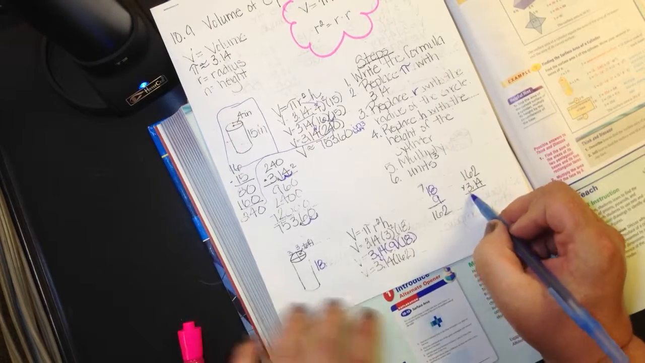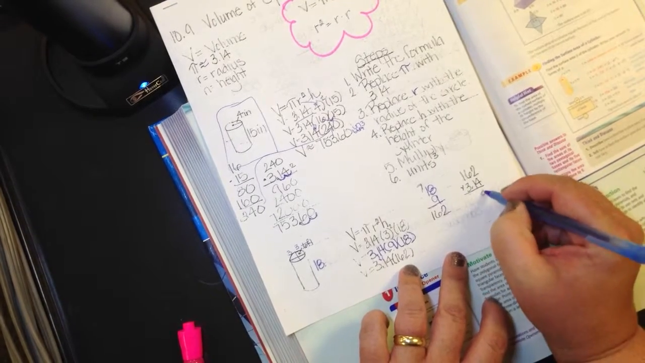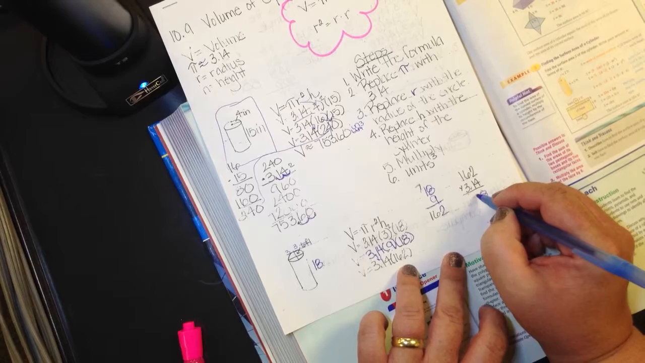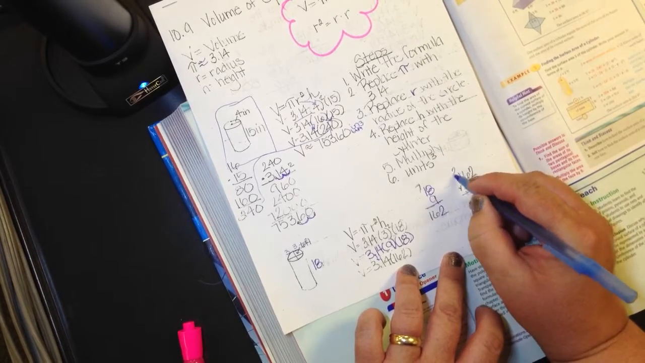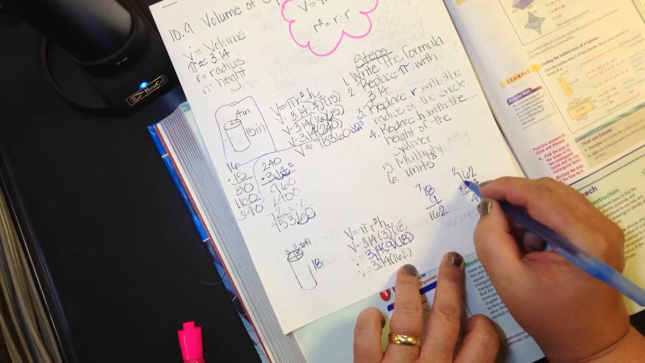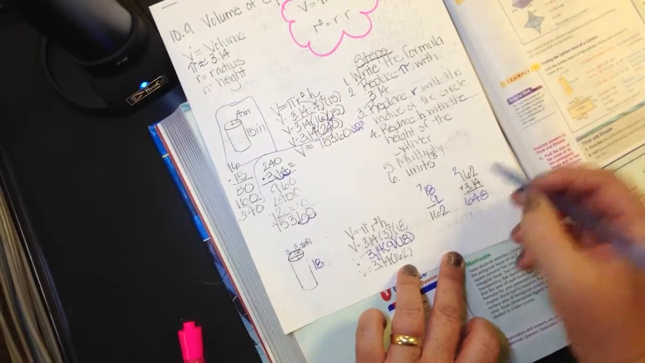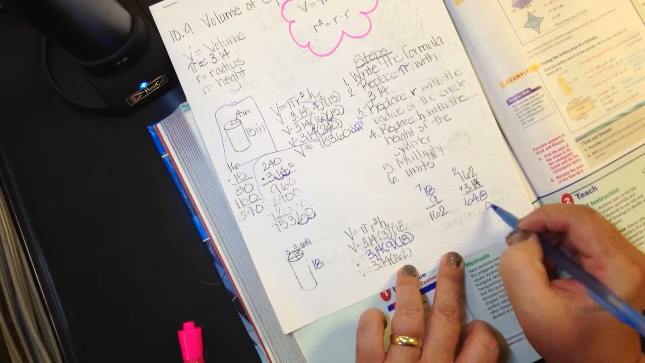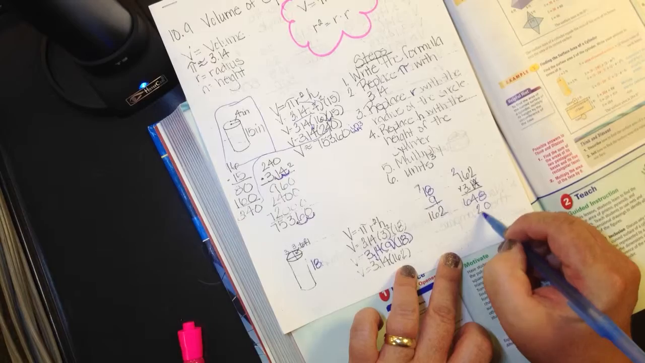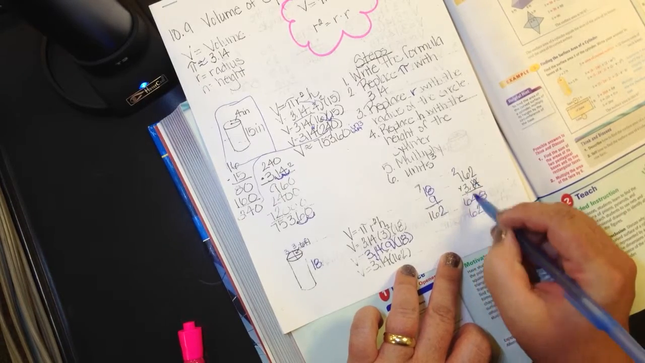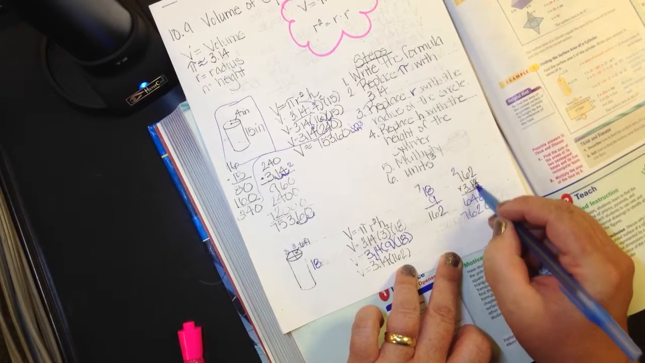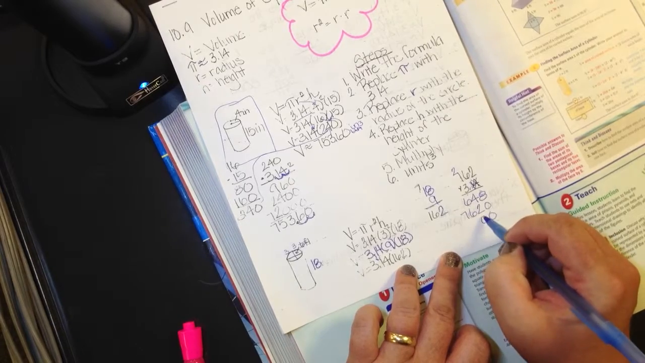Here's where I set up that problem. 4 times 2 is 8. 4 times 6 is 24. Carry the 2. 4 times 1 is 4. Plus 2 is 6. Done with the 4, so I'm going to put a 0. 1 times 2 is 2. 1 times 6 is 6. 1 times 7 is 7. Done with the 1. 0, 0.